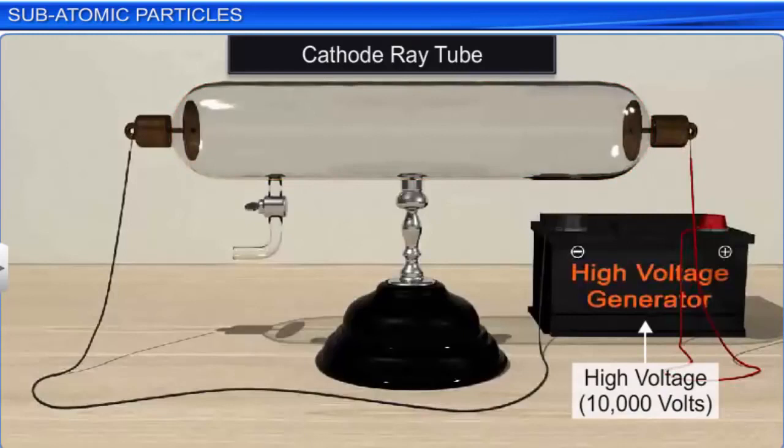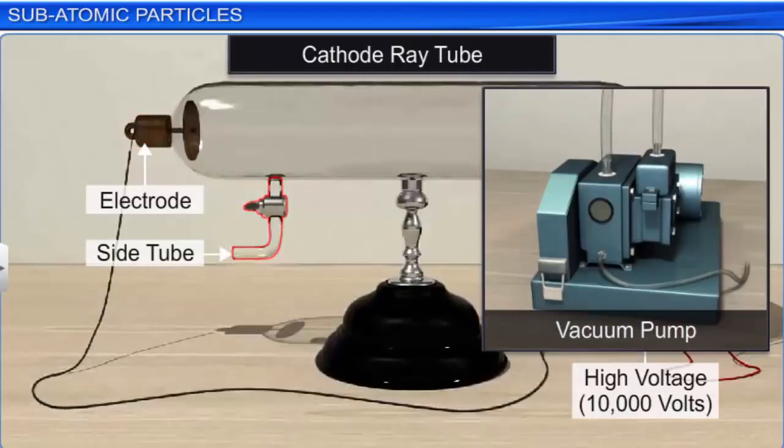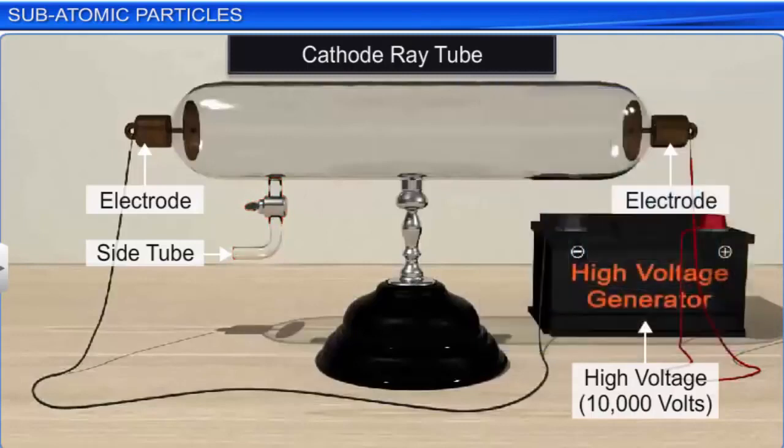The discharge tube was sealed at both the ends and was fitted with a thin piece of metal called electrodes at each end. It had a side tube fitted with a stopcock that connected with a vacuum pump to control the pressure of the gas or air contained inside the tube. Crookes observed that at a low pressure of 0.01 atmospheres, when high voltage of 10,000 volts is applied across the electrodes of the discharge tube, current starts flowing inside the tube.